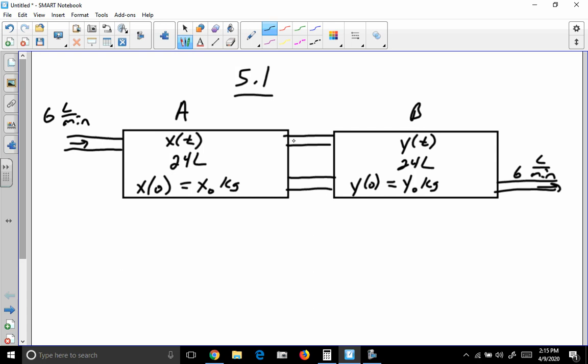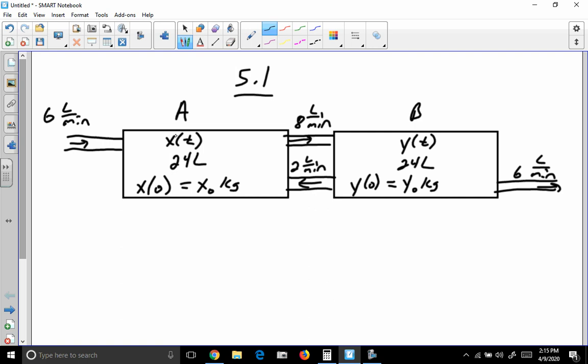So we have 8 liters per minute going out here, and we have 2 liters per minute coming this way. So notice we have 6 going in here, 2 coming in, so we have a total of 8 liters per minute coming in, 8 liters per minute going out. So this tank is maintaining a constant volume. We have 8 coming into this tank, 6 liters and 2 liters going out, so 8 total going out per minute. So this tank is maintaining a constant volume.